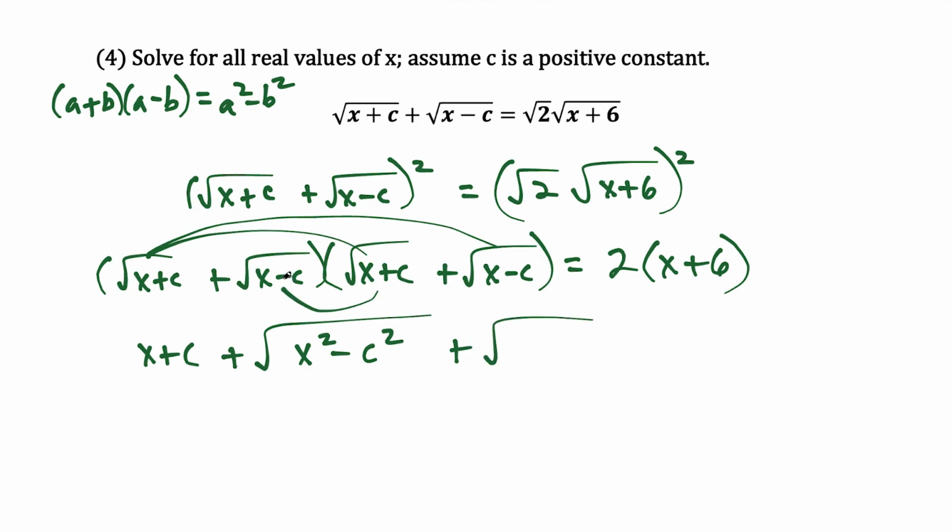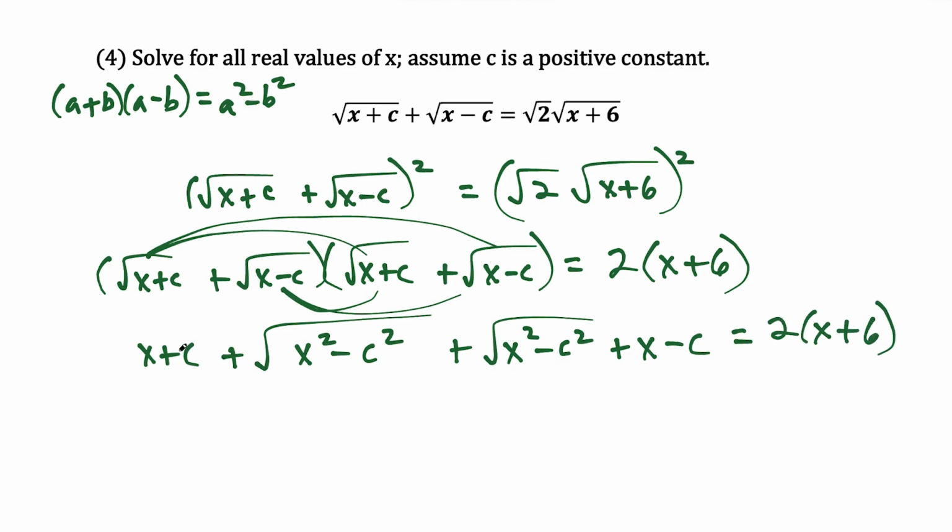And then we have plus, and we're going to distribute this now, and that's going to give us the exact same thing. We have under the radical, x minus c times x plus c gives us x squared minus c squared. And then finally at the end, when we distribute, radical x minus c times itself is just x minus c, and this equals 2 times x plus 6.